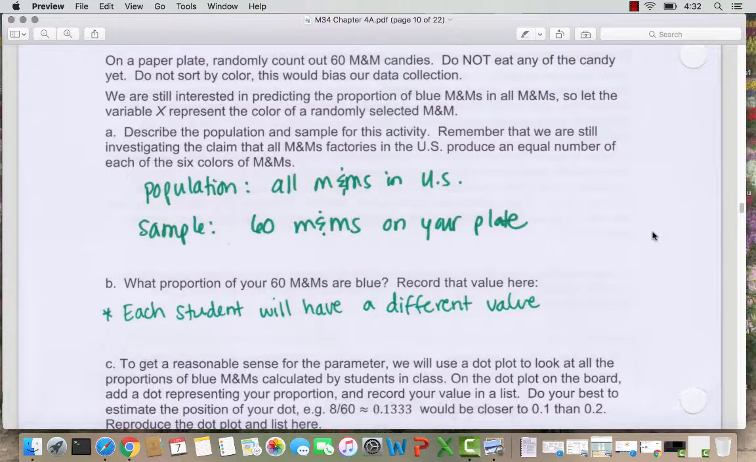We're still going to investigate the proportion of blue M&Ms, so X is still the variable representing color. So our population is going to be all M&Ms in the US, as before. But now our sample, instead of being 10 M&Ms, is 60 M&Ms that are on your plate. And then you can record what proportion of your 60 M&Ms are blue. Each student should have a different value, or, don't expect to have the same value as your neighbor. You may or may not.